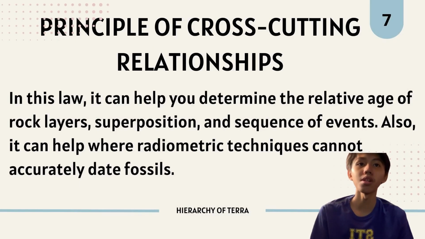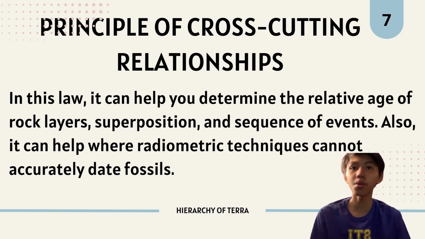The fifth principle is the principle of cross-cutting relationships. Any geologic feature or rock body that cuts across or deforms another is the younger of the two. It is younger than the geologic structure, feature, or rock body it cuts through or deforms. This law can help you determine the relative age of rock layers, superposition, and sequence of events. Also, it can help where radiometric techniques cannot accurately date fossils. Such cases arise in unconformity.